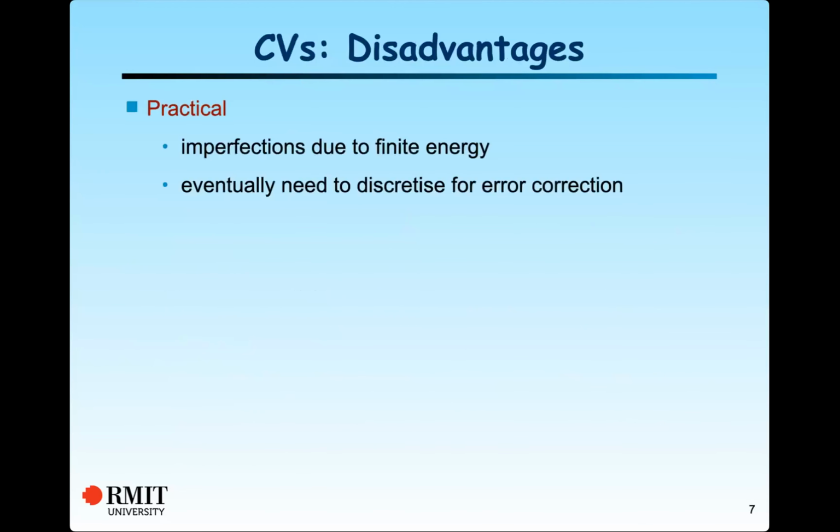Now, there's some disadvantages, and there's going to be 3 of these as well. So if you want to take a photo, you can wait until they're all done. At the practical level, there are imperfections due to finite energy. And this is a big one because the way that we naturally think about the continuous variable Hilbert space, you can think about it in the Fock basis, sure, but then that's a discrete Hilbert space.